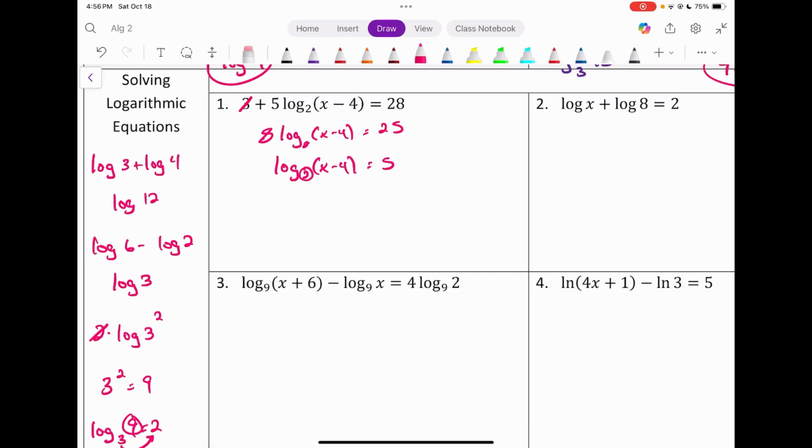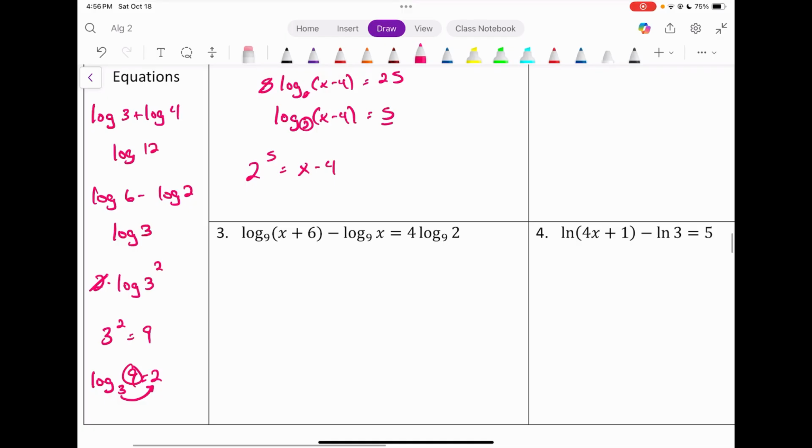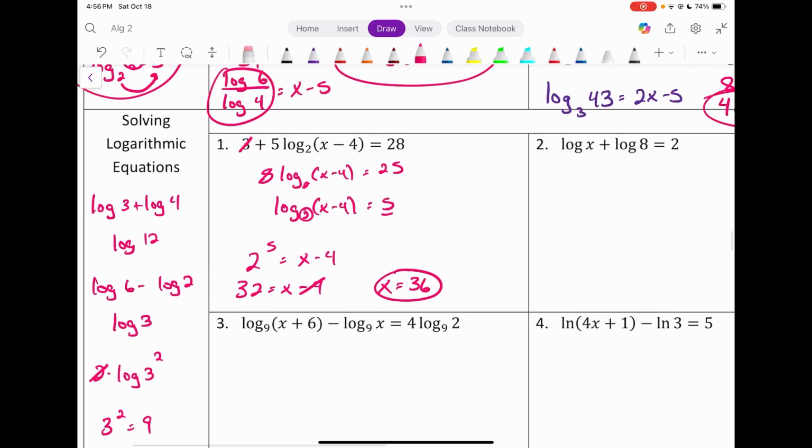2 to the 5th power is equal to x minus 4, which means 2 to the 5th power, if you actually multiply that out, 2, 4, 8, 16, 32, is equal to x minus 4. Last step, move the 4 over. We get x has a value of 36. Now, one thing we do need to know, you can't take the log of a negative. So we've got to make sure that when we plug this x value back in, 36 minus 4, that's fine, that's 32, that we don't get a negative.